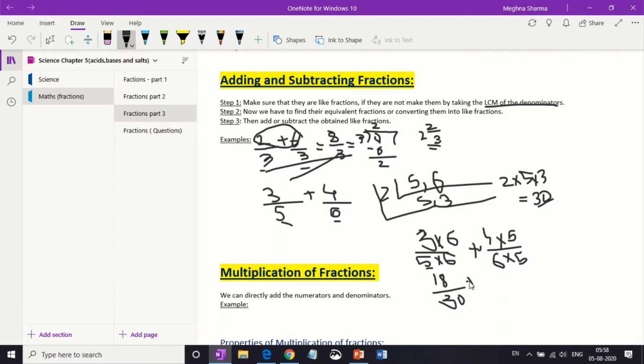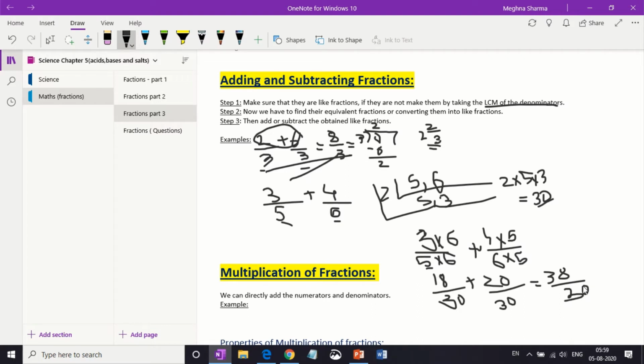Plus 20 by 30. You get your answer as 38 by 30.